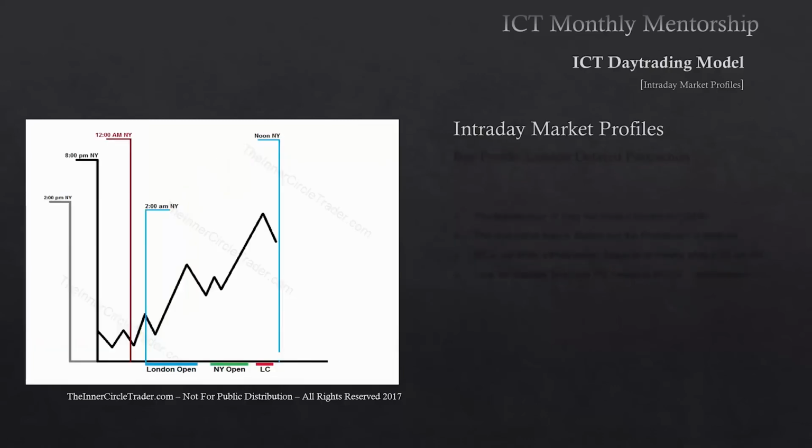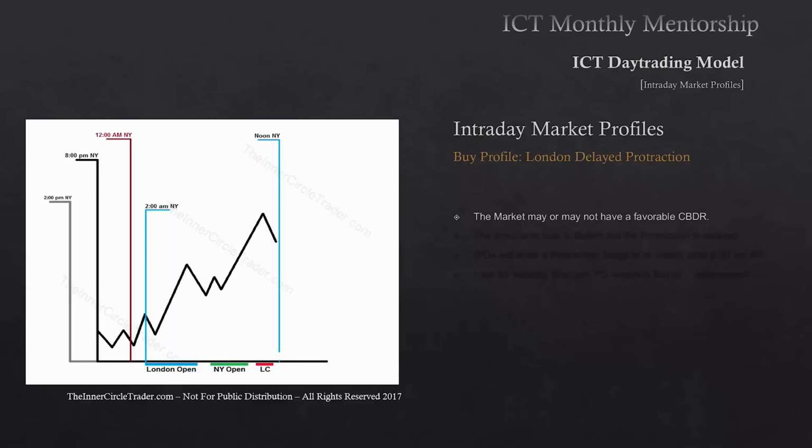As you can see here, this is the protraction stage immediately after 12 a.m. New York time. Okay, intraday market profiles, continuing with our buy profile of the London delayed protraction. For this, the market may or may not have a favorable central bank dealers range. So it can happen either or. It can be a day where the central bank dealers range is less than 40 pips or greater than 40 pips.